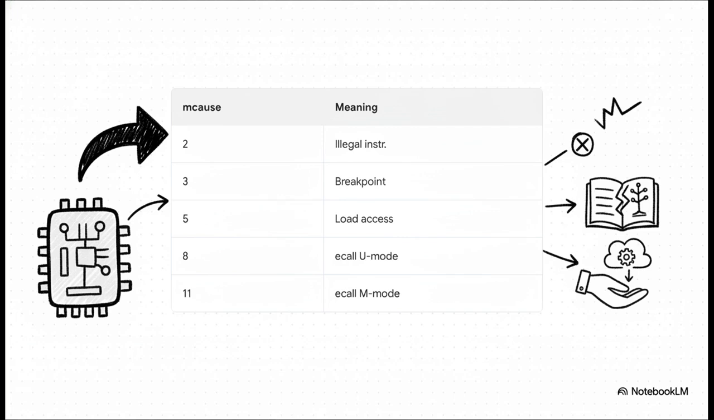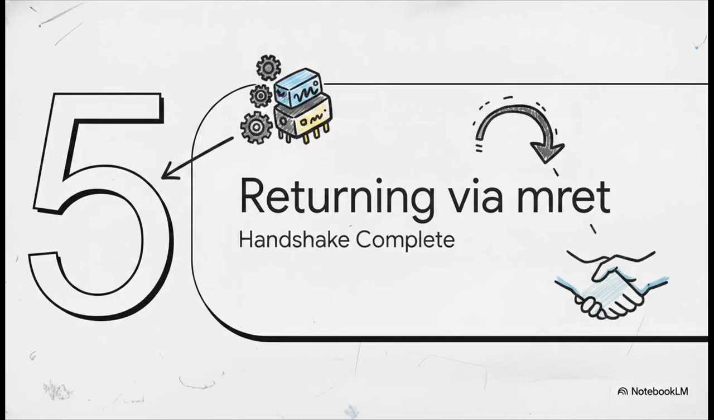For example, a value of 2 means it caught an illegal instruction, while a value of 8 means a user mode application intentionally made an environment call to request a service from the operating system. The software then performs the required recovery based on that specific code and restores the saved processor state. Now for part 5, returning via mepc, where the handshake is complete.